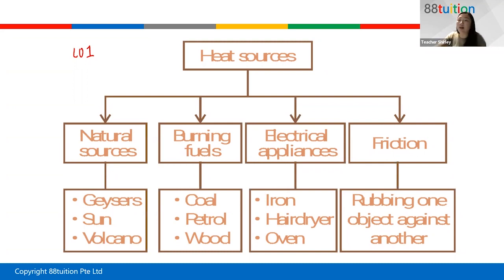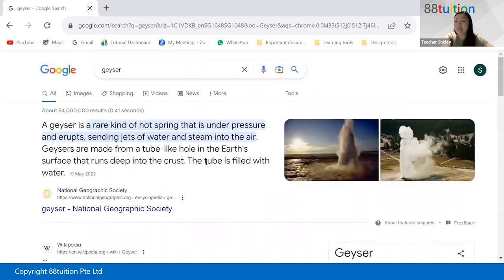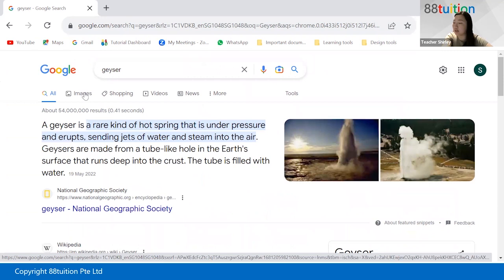So learning objective 1, we were supposed to identify some sources. Of course, your natural sources are your geysers, your volcano, and your sun. Natural sources of heat. Do you have any idea what a geyser is? No? Okay, let me show you. A geyser is a rare kind of hot spring that's under pressure and erupts, sending jets of water and steam into the air.